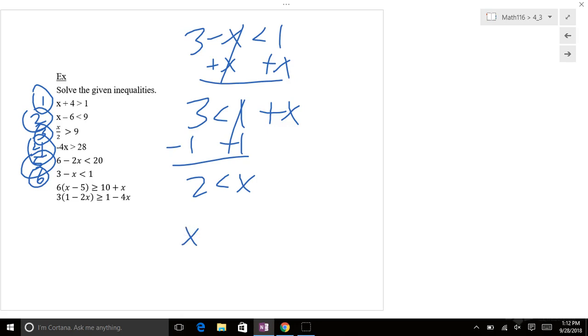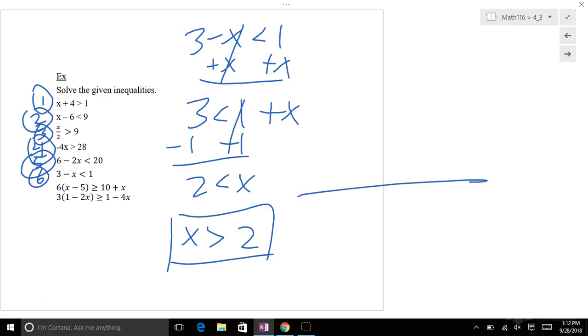So if you're going to switch these, you got to switch that inequality, right? You got to have x is greater than 2. And that's just proper notation in mathematics. But it also is important because when you go to graph these, if x is greater than 2, all numbers greater than 2, that arrow is pointing to the right.